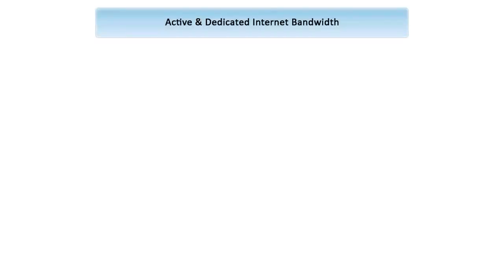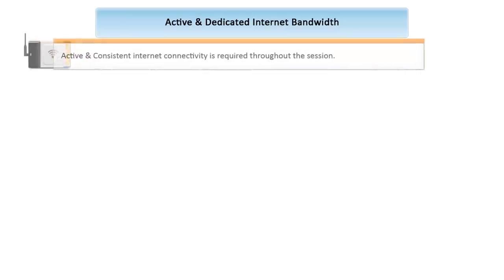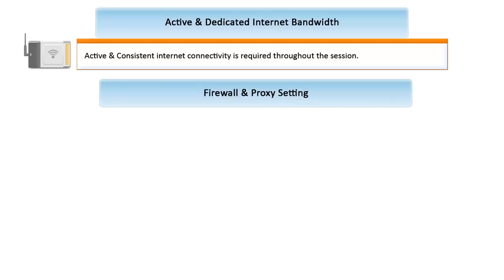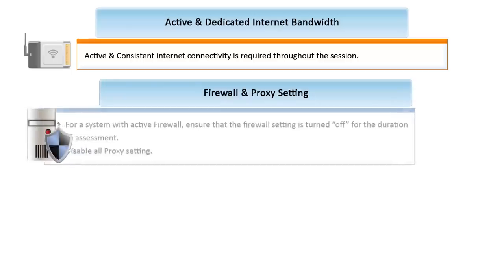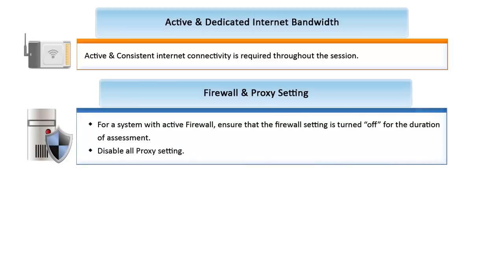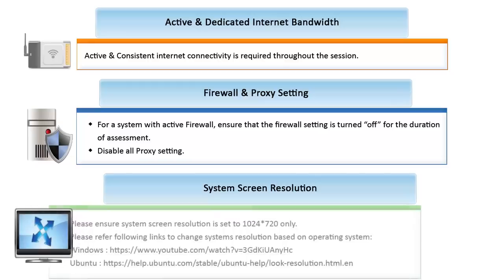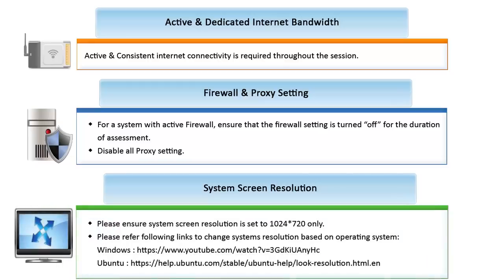Active, dedicated internet bandwidth. Active and consistent internet connectivity is required throughout the session. Next is firewall and proxy setting. For a system with active firewall, ensure that the firewall setting is turned off for the duration of assessment and disable all proxy setting. System screen resolution. Please ensure system screen resolution is set to 1024x720 only.